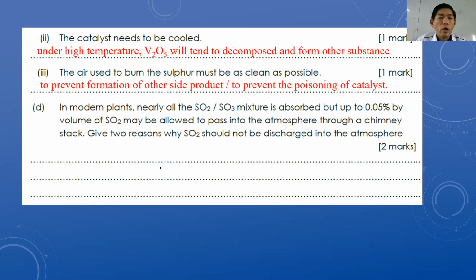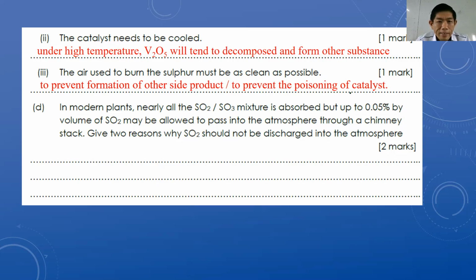And then number 3, air used to burn sulfur must be as clean as possible. Because air contains mainly oxygen, if you burn sulfur with other species present, they will form other side products, and there may be a chance to poison the catalyst. So the catalyst will also cause the formation of different side products. That is why you require the air to be as clean as possible.